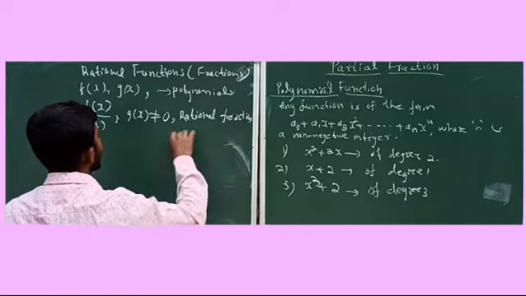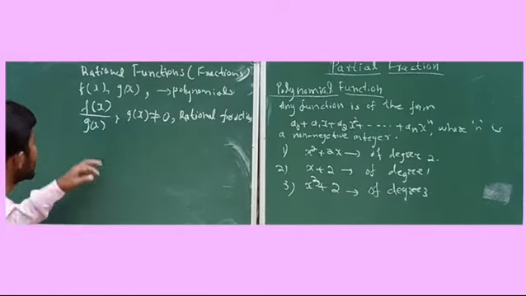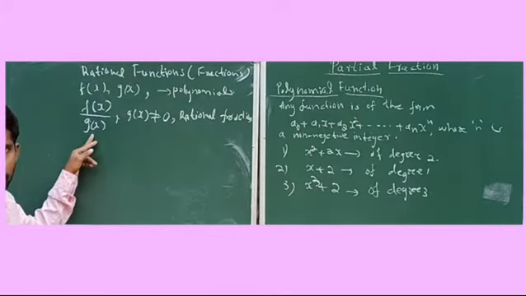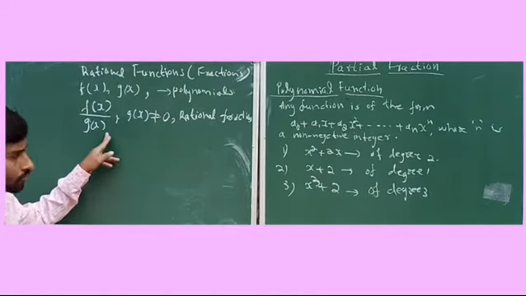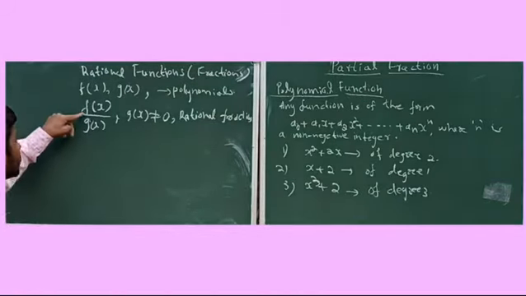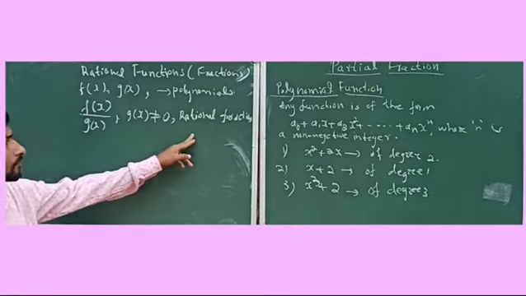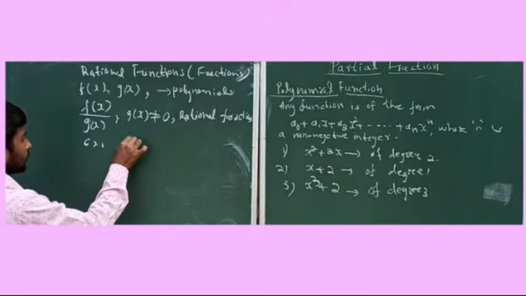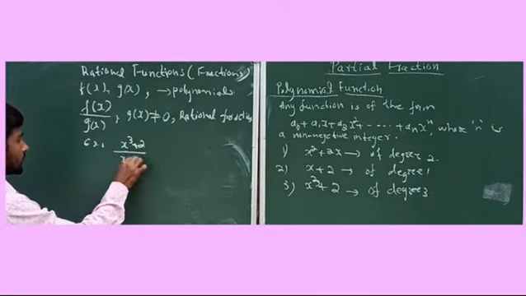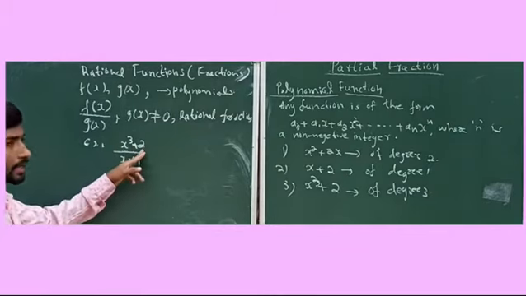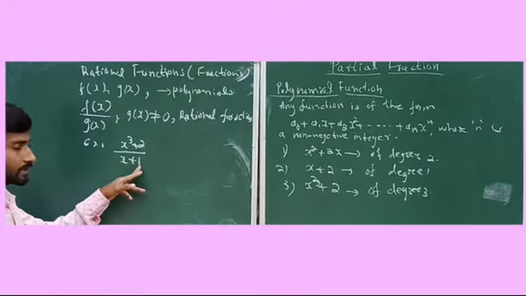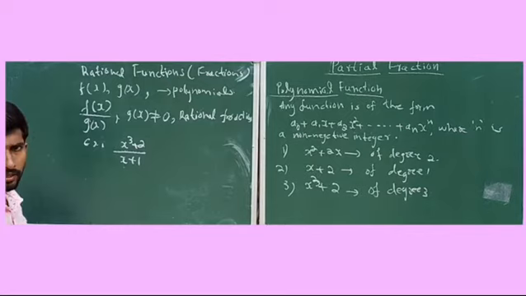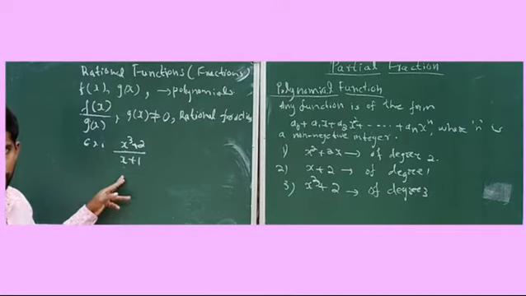Fraction, why? Because it is in the form a by b or p by q. Here g of x is not equal to 0 because if divided by 0, that function is not defined. Any function in the form f of x by g of x is called a rational fraction or rational function. For example, see x cube plus 2 divided by x plus 1. x cube plus 2 is clearly a polynomial function. x plus 1 is again a polynomial function. f of x divided by g of x, where g of x is not equal to 0. Therefore this is an example for a rational fraction.